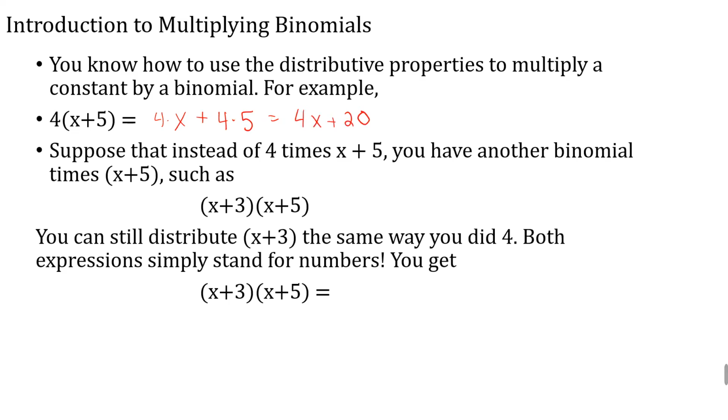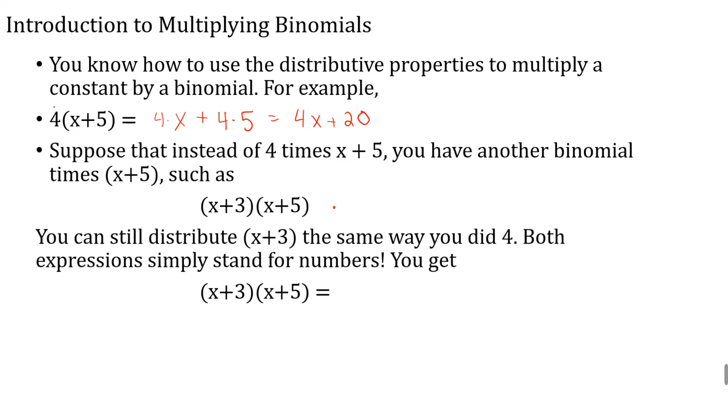So suppose that instead of 4 times the quantity of x plus 5, you have another binomial times x plus 5, such as x plus 3. So we're taking a binomial times a binomial. So what if we're trying to figure out x plus 3 times x plus 5? How do we do that? So you can still distribute x plus 3 the same way that you did with the 4. Both expressions simply stand for numbers. So let's actually see what that would look like.